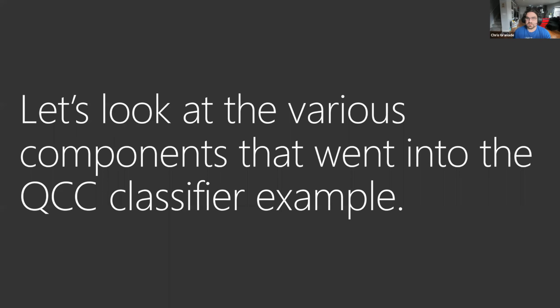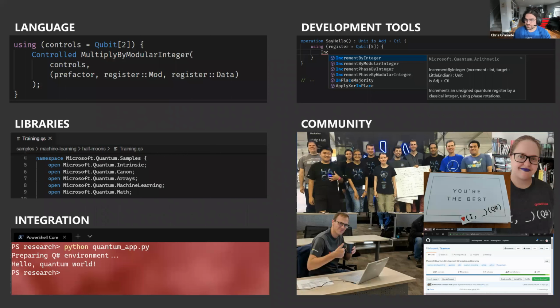So with that kind of an example in mind, I want to break things down a little bit and see what components went into that classifier example that made it as easy to express there and that can help us explore QML ideas in research. And there's a lot of different pieces of the quantum development kit that go into that, from the language, libraries, to integration with different other tools, the development tools that you use as you write, and last but not least, the community of users and contributors who make the quantum development kit what it is.